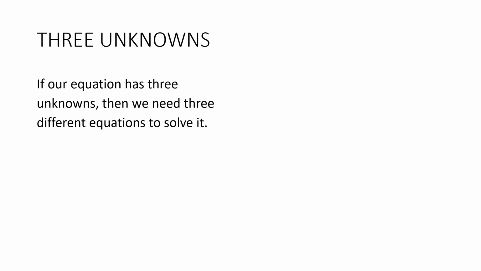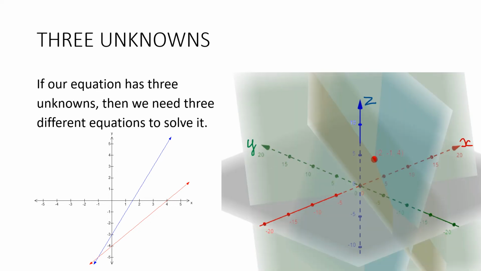Okay, let's move on to systems of equations with 3 unknowns. If our equation has 3 unknowns, we need 3 different equations to solve it. Now remember, graphically, when we're solving a system of equations with 2 unknowns, we're looking at the point of intersection on a 2D graph. With 3 unknowns, we have a 3D axis. We've got an x-axis, a y-axis, and a z-axis, and we're looking at the intersection point of 3 planes.